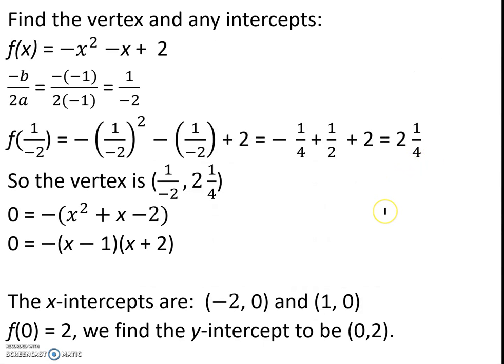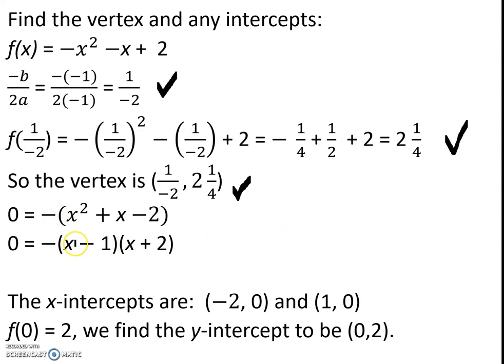Find the vertex and any intercepts of negative x squared minus x plus 2. Using our vertex formula, we find the x value is negative 1/2. Plugging that negative 1/2 into the original equation, we find our y value to be 2 1/4. So that is the vertex, negative 1/2, 2 1/4.